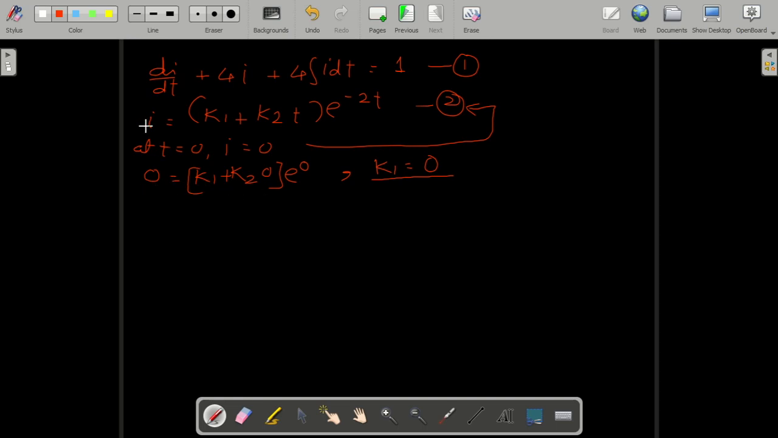So modified equation of I: I equal to, k1 is 0, so k2 t e raised to minus 2t. Let us say equation 3. I got 3. That is a solution. Again, this is still a general solution because k2 is not known. So how to find it? I will do one thing: differentiate equation 1.